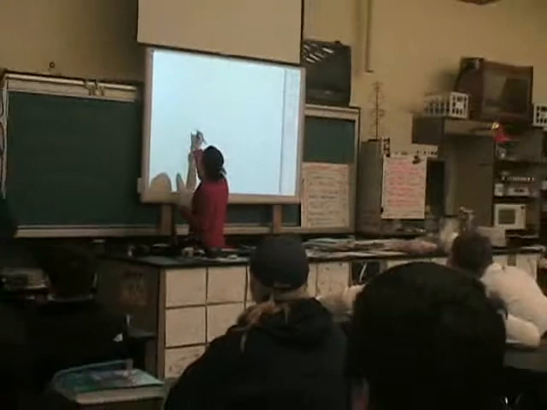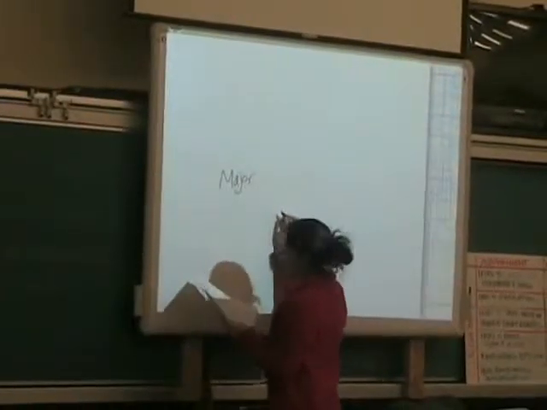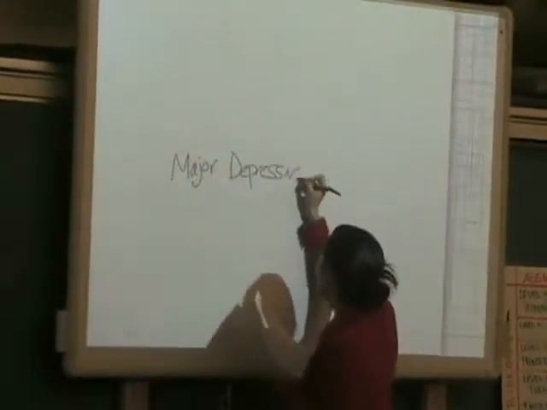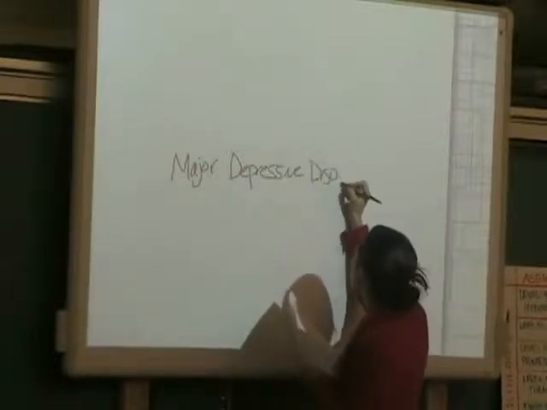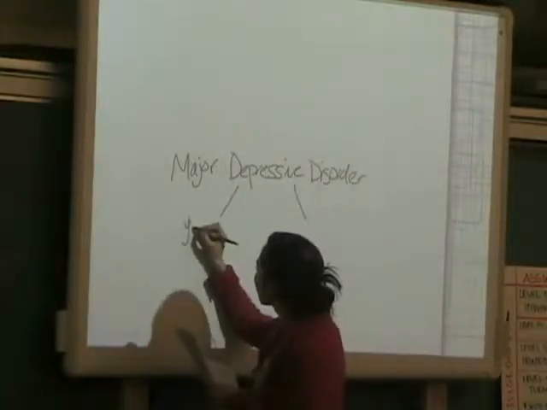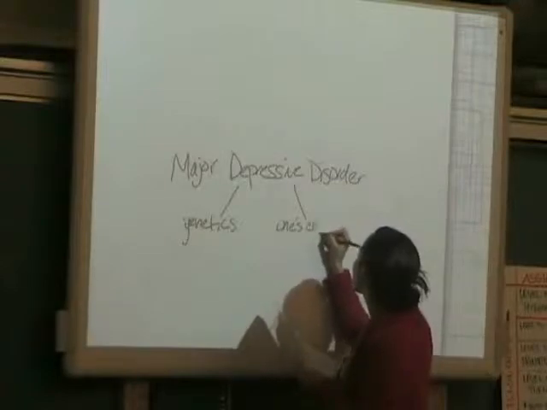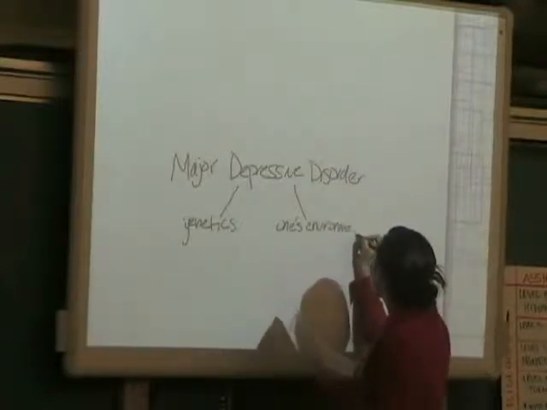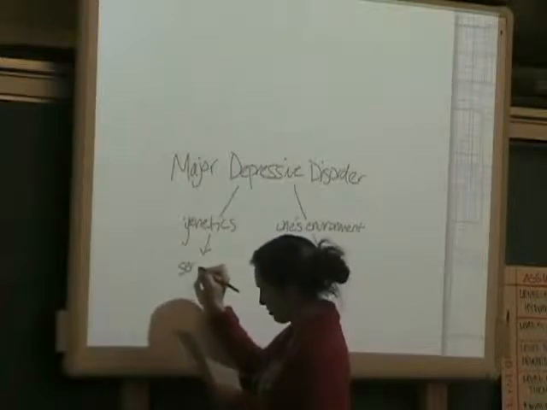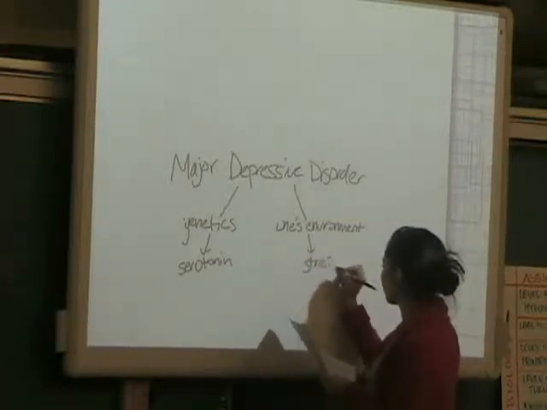It should be. So I had, I'm not a picture girl, I'm a word girl. I had Major Depressive Disorder as my main umbrella. And I thought that the two things coming off of that would be genetics and one's environment. And then more specific is serotonin, which is what we talked about earlier with relation to genetics, and stress, because stress is a big part of one's environment.